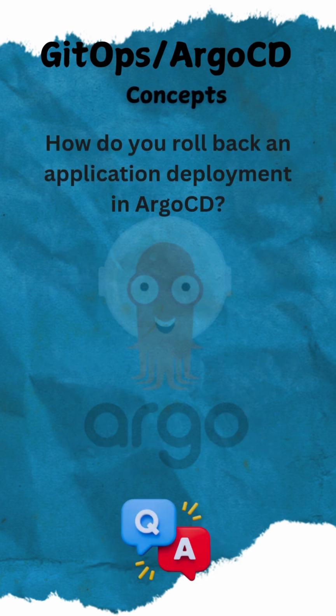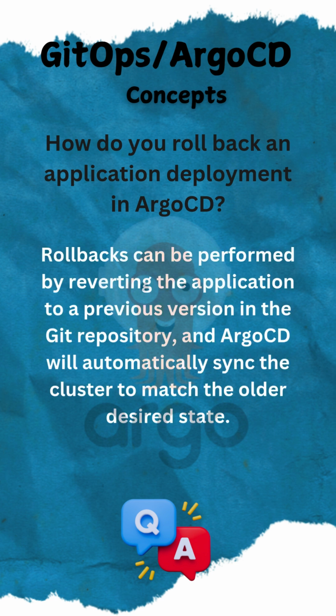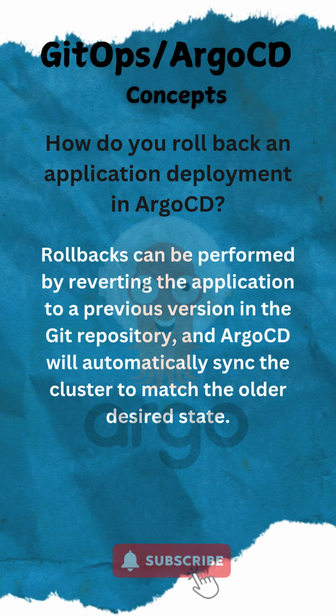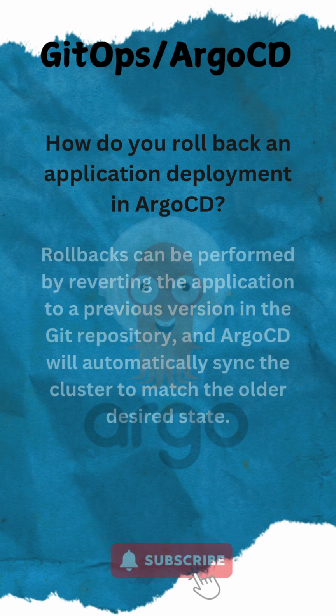How do you roll back an application deployment in ArgoCD? Rollbacks can be performed by reverting the application to a previous version in the Git repository, and ArgoCD will automatically sync the cluster to match the older desired state.